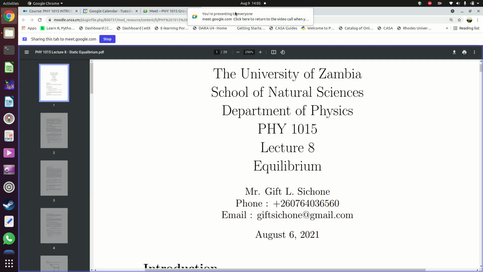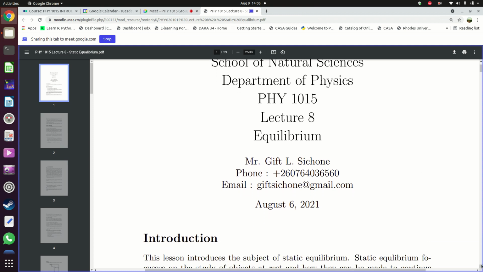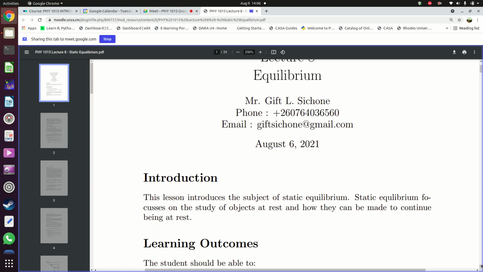Okay, so today we will start looking at a new topic, which is equilibrium. Now, there are two types of equilibrium. Basically, we are referring to things which are not accelerating, in terms of acceleration in a straight line.